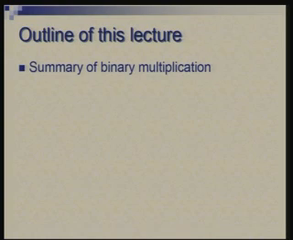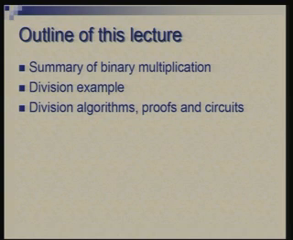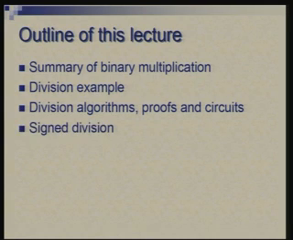First of all, I will summarize how we did multiplication, because there is some overall similarity between how multiplication and division is carried out, and we will illustrate division operation by an example by taking two numbers the same way we did for multiplication. Then from that we will derive the algorithms. We will ensure that algorithms we are talking of are correct and discuss the circuits. Initially we will talk of unsigned division and then talk about signed division.